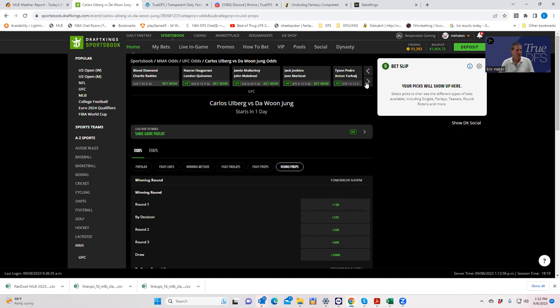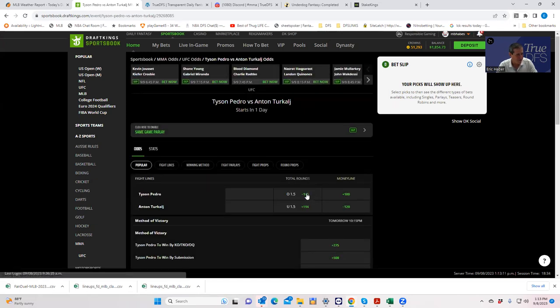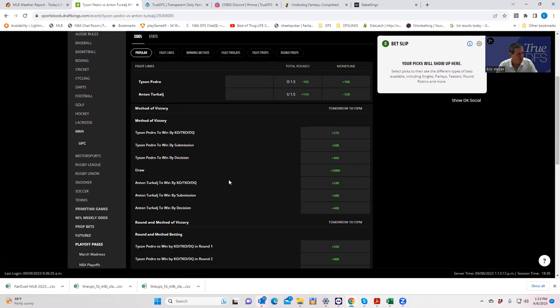So those are the things we can't bet. So nice and easy, we're going to either take Turcali early or Pedro probably by decision, or even Pedro round three. But let's take a look at some of these lines here. It took a while, as I said, but they finally agreed of exactly what was going to happen.